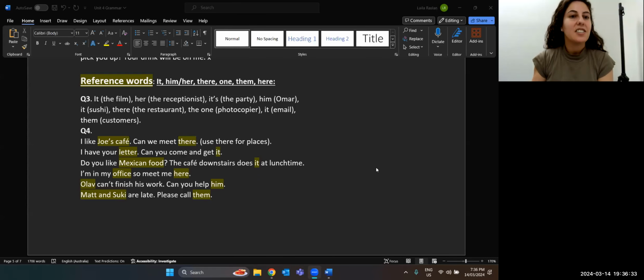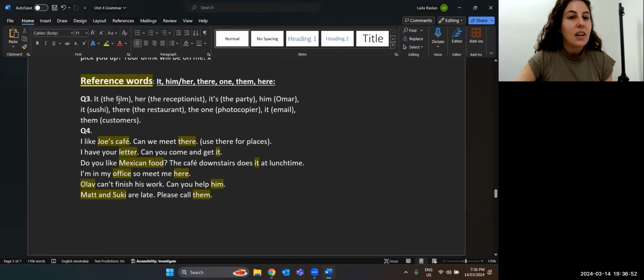Okay, so I wanted to look at these words, which we call the reference words. And they're words like it, him, her, their, one, them, and here. Okay, so we're going to go through them, what they are. So if I talk about a film, for example, because it's singular, it's it. The film was good. It was good.